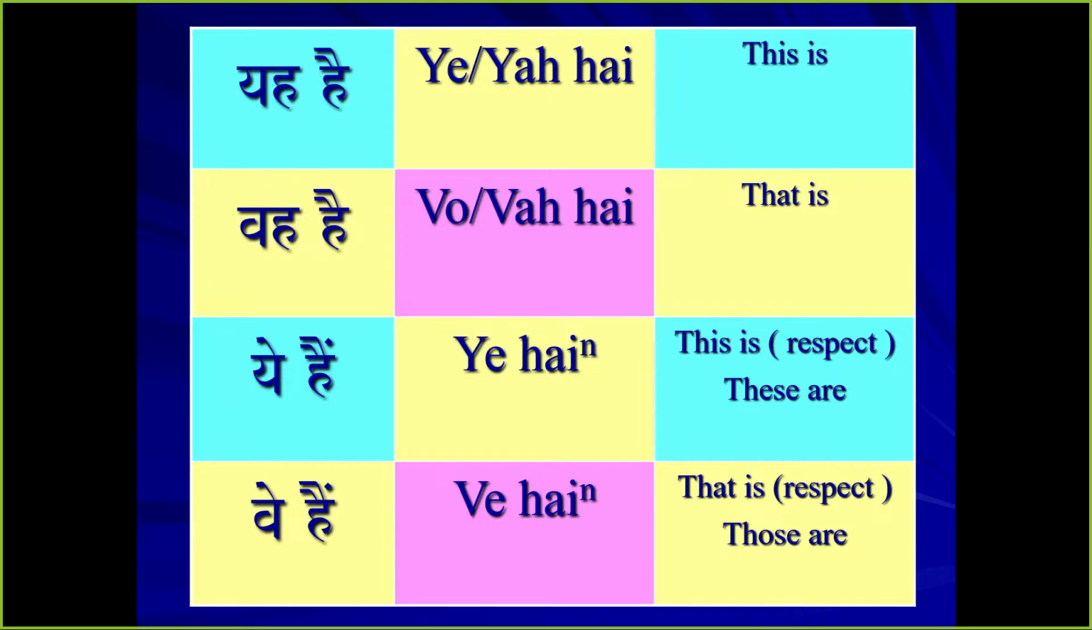No, you don't have to say ya. I only want you to say ye. Ye hai. ये है, वो है, ये हैं, वे हैं. Okay, Anisha, you read it. ये है, वो है, ये हैं, वे हैं. Very good.